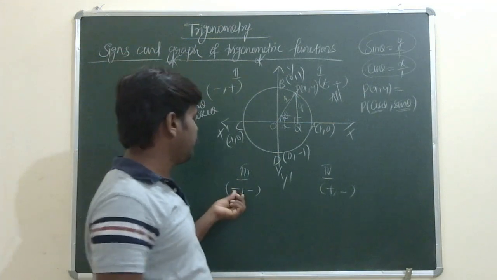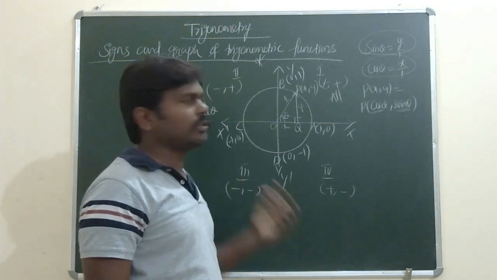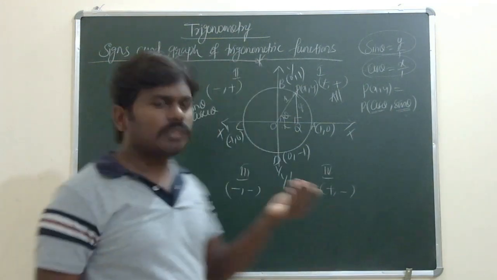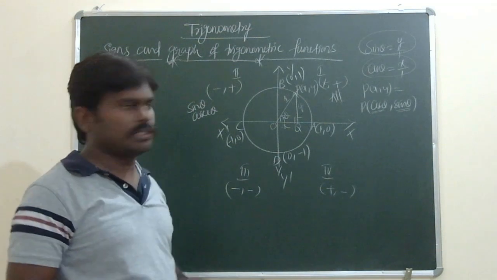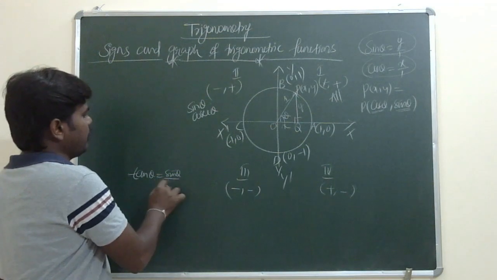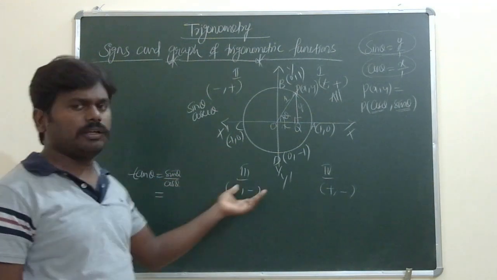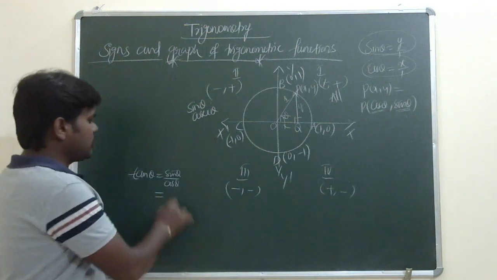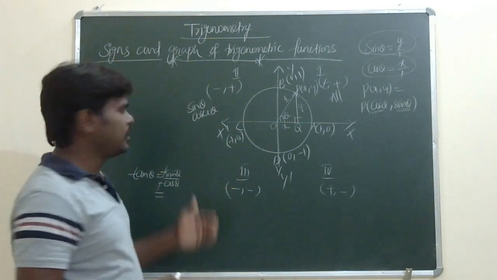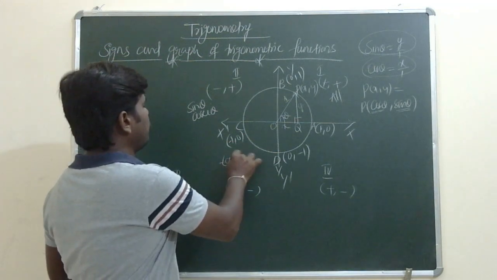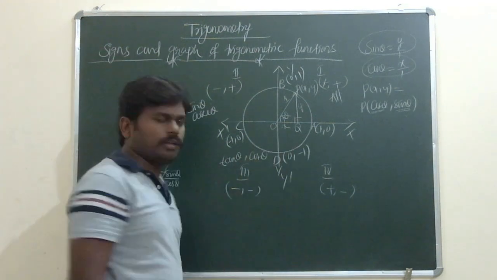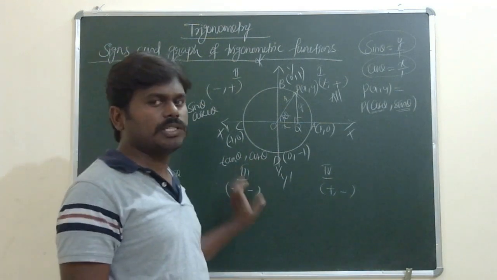Okay. Next, come to the third quadrant. In the third quadrant, the x coordinate and y coordinate are both negative. That means cos theta and sin theta are both negative. Then what is positive here? Tan theta is nothing but sin theta divided by cos theta. In this third quadrant, both sin and cos are negative, so minus and minus cancel and you get positive. So tan theta is positive in the third quadrant, and its reciprocal too. That means tan theta and cot theta are positive in the third quadrant.